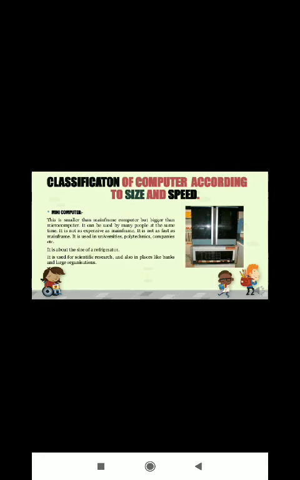So the third one is the mini computer. It is like a mainframe computer, but smaller, and bigger than a microcomputer. It can be used by many people at the same time. It is not as expensive as a mainframe. It is used in universities, polytechnics, companies, etc. You just see this picture. It is used for scientific research and also in places like banks and large organizations.